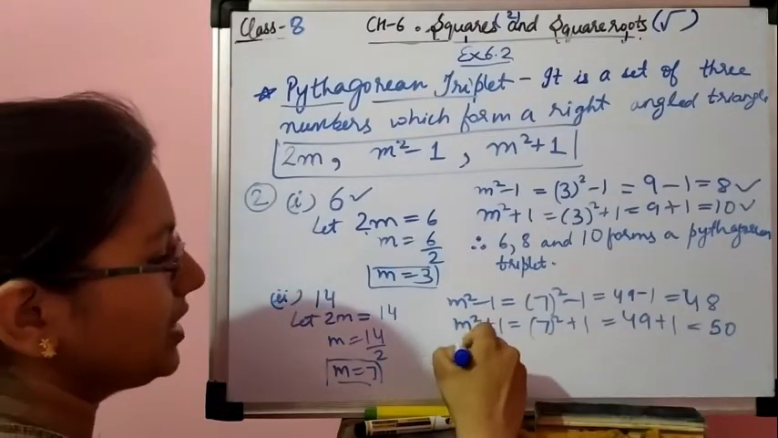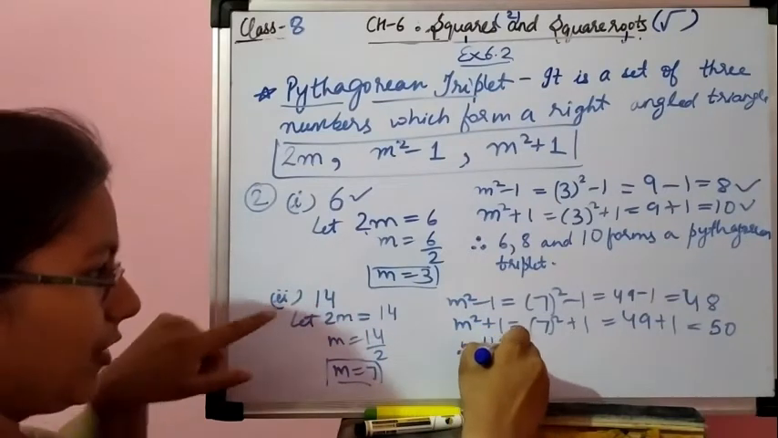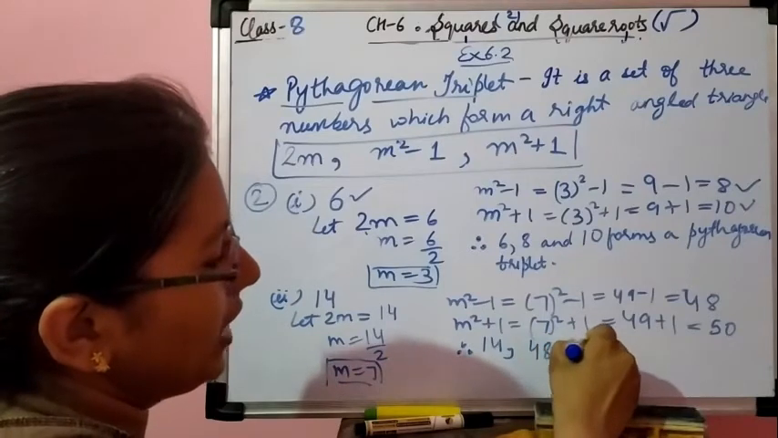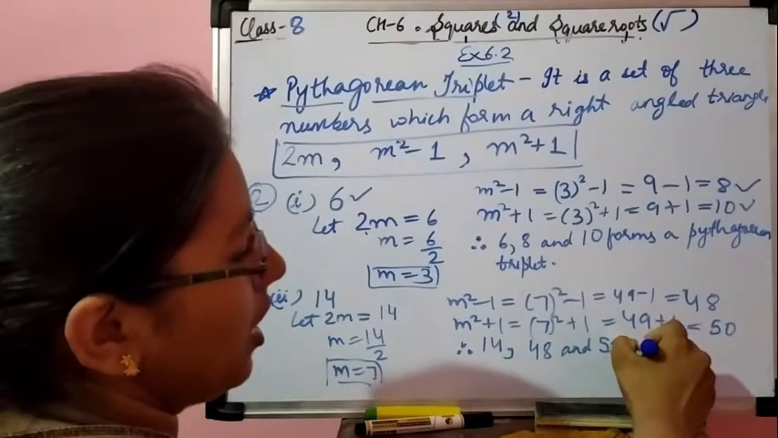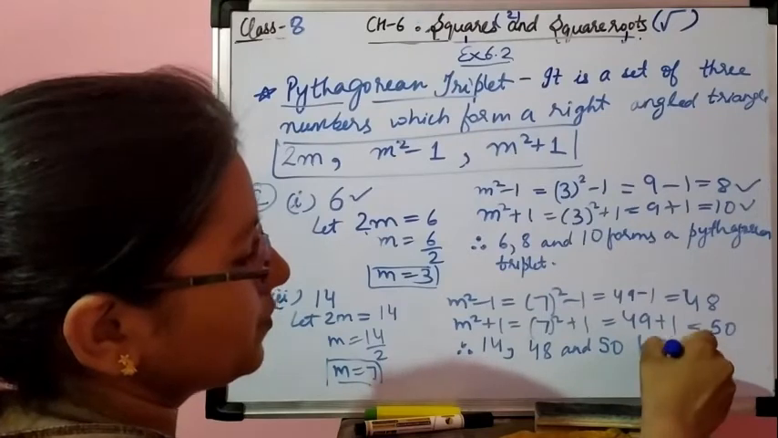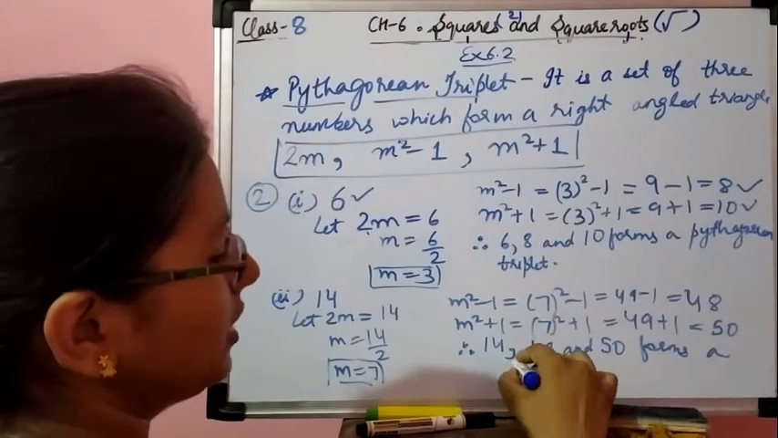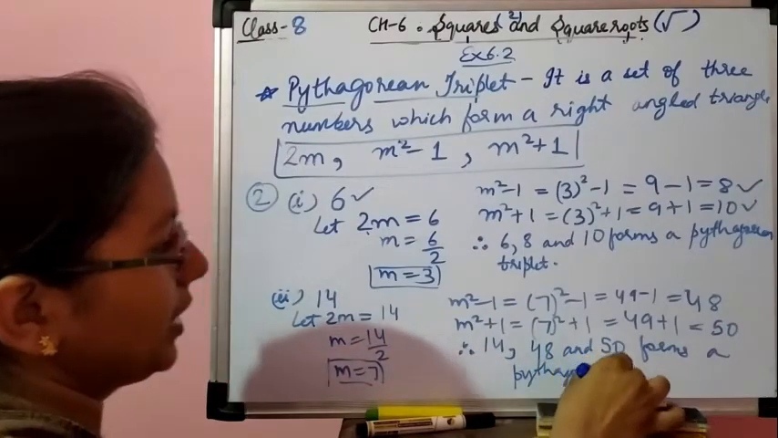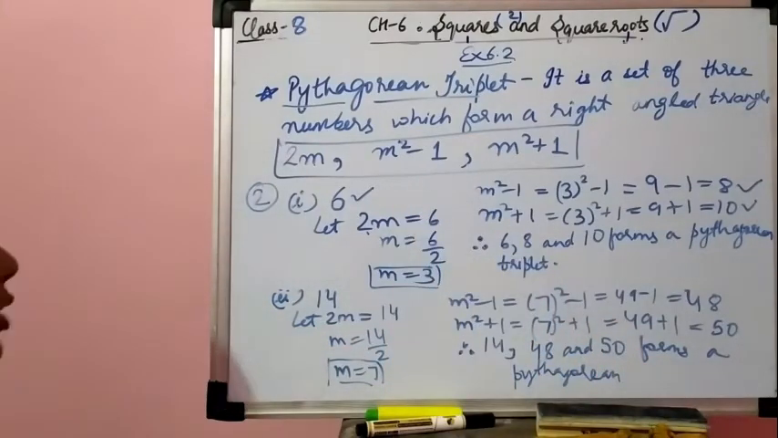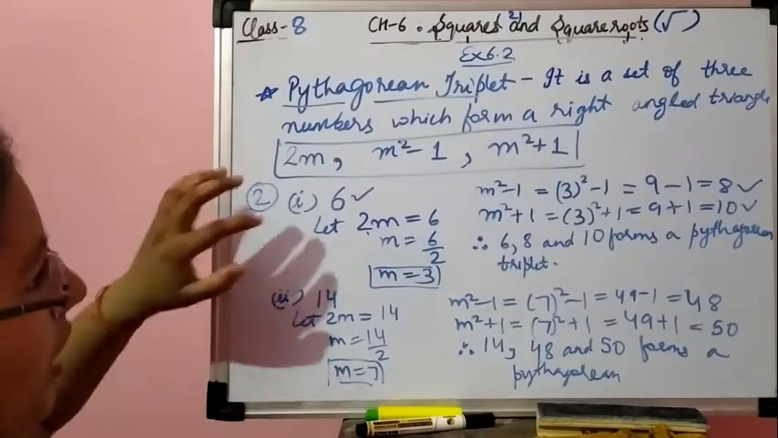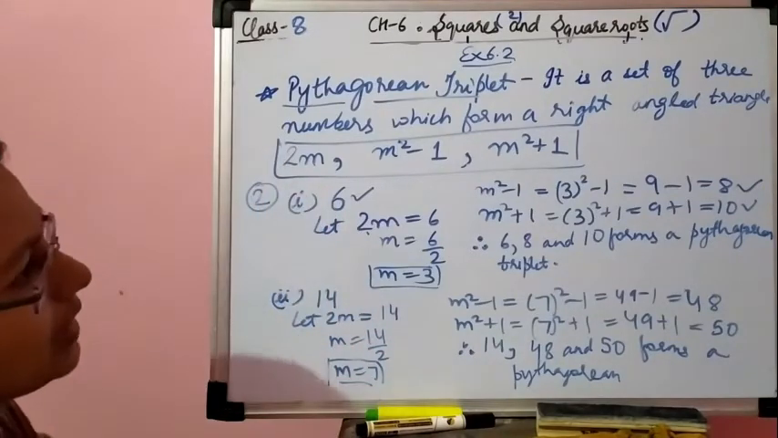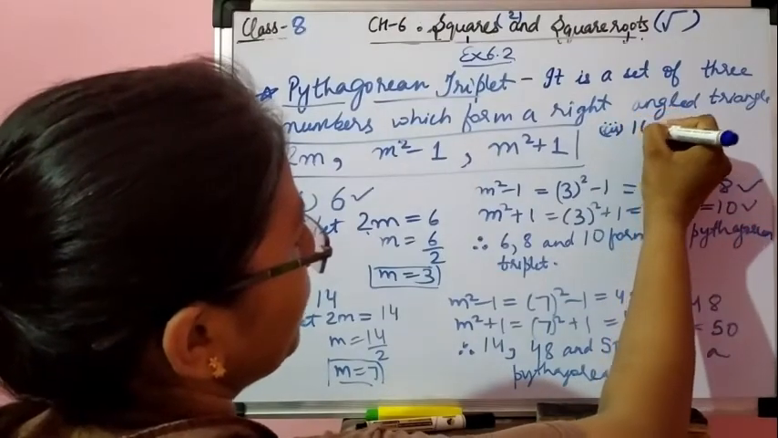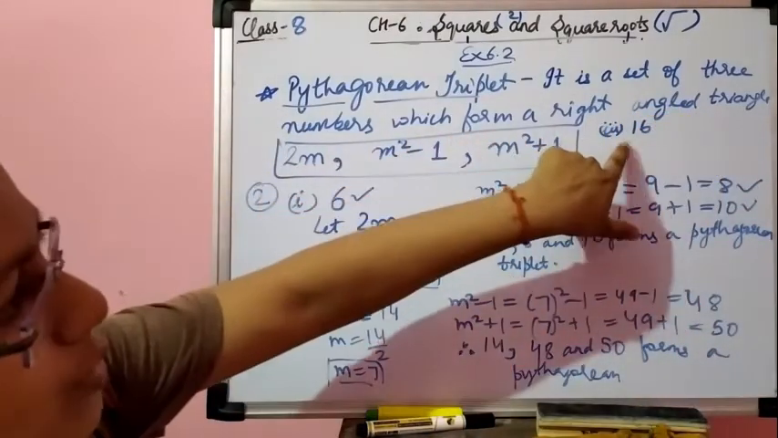So what are the triplets? First one is 14, which is given in the question, 48 and 50 form a Pythagorean triplet. This is the simple way by which we can do it. Now the third part is 16. Let me discuss the answer of the third part. So 2m is equal to 16. m is equal to 8.